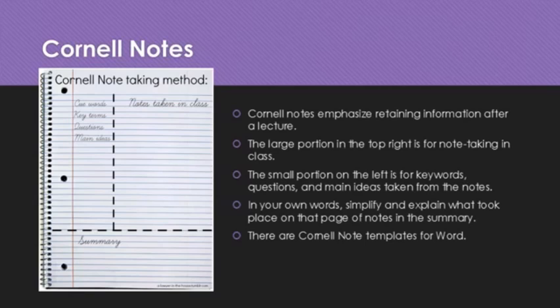The smaller section to the left of that is where you add keywords, questions, or main ideas taken from the notes. The only section that you actually do during class is the top right. The other two are done after class. After you're done with your notes, you look through them real quickly for keywords and main ideas and add those into the left column. Lastly, down at the bottom, you make a little summary about what happened during that lecture. What were some of the key points? Was there something the professor really focused on? You really want to highlight that.